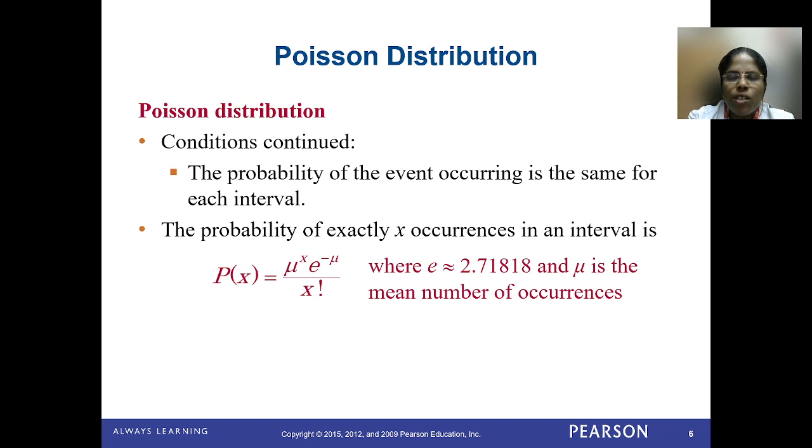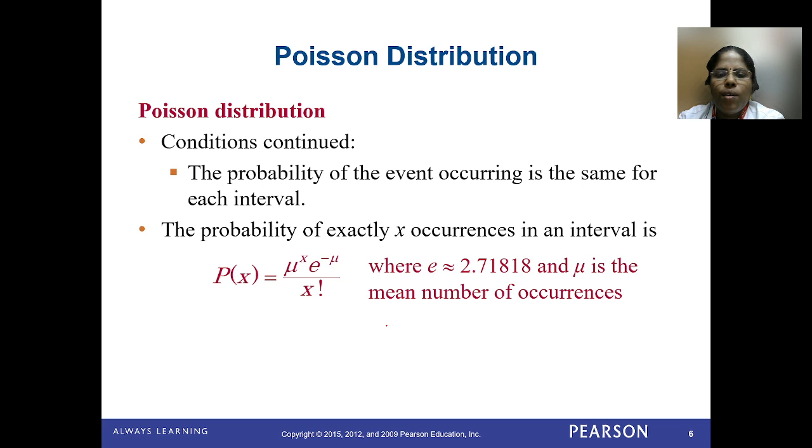The probability formula for the Poisson distribution for exactly X occurrences in an interval is P of X, and you can have it in another format also. P of X is given as mu power X, e power minus mu, divided by X factorial. Instead of mu you can have lambda also. So I will write it down now.